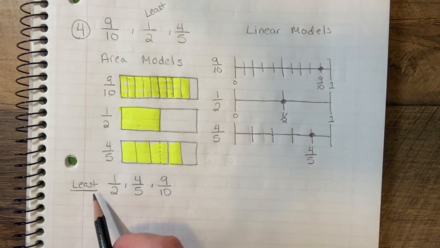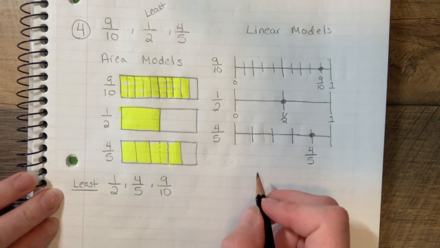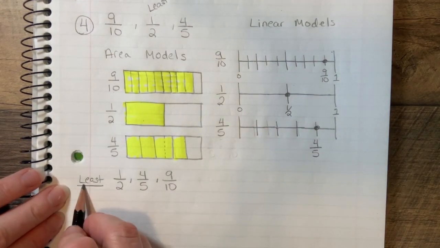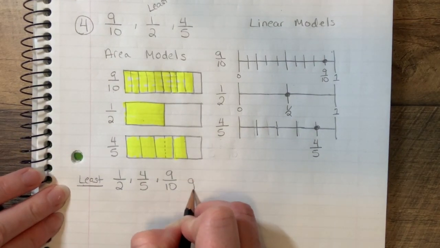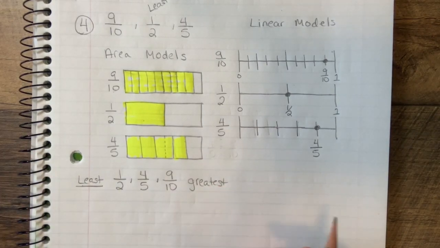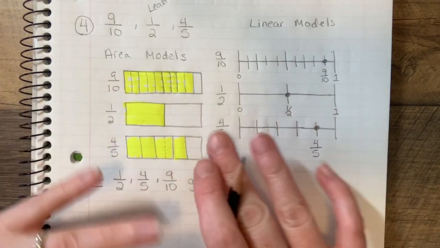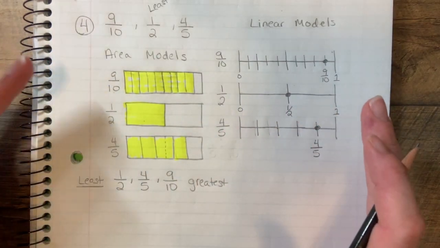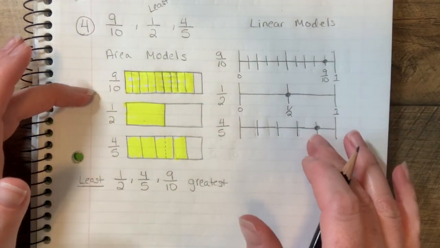And I can tell by my linear models, 9/10, 1/2, 4/5, same thing, we're going to have the least to greatest relationship, least, and then the greatest. Now the last way, so these are the 2 ways that we taught you right from the beginning, because in 4th grade you really need to understand area and linear models.